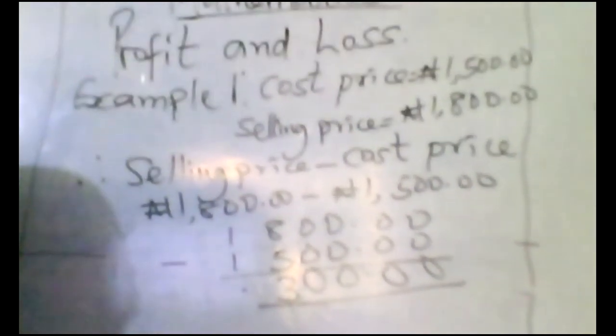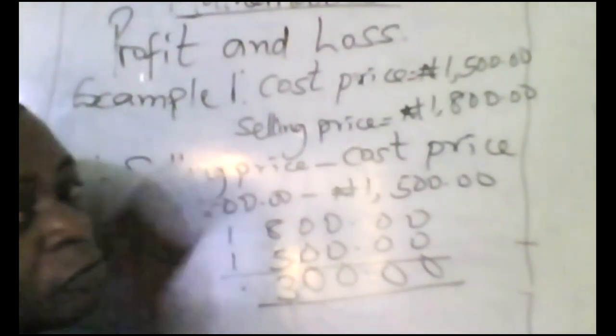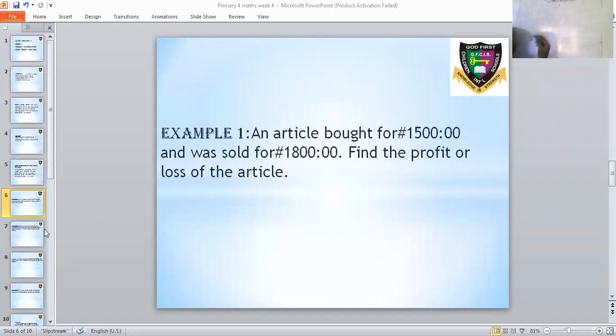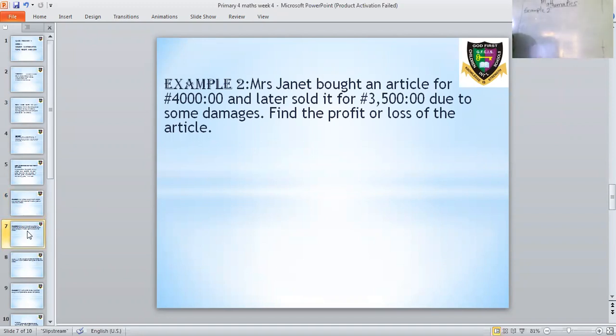That is example one. Now let's go to example two. Example two says, Mrs. Janet bought a bag for 4,000 naira and later sold it for 3,500 naira due to some damages on that bag. Which means that Mrs. Janet sold the bag at a lower price than what she bought it for. She bought it for 4,000 naira and sold it for 3,500 naira due to some damages on that bag. Now find the profit or loss of that article.